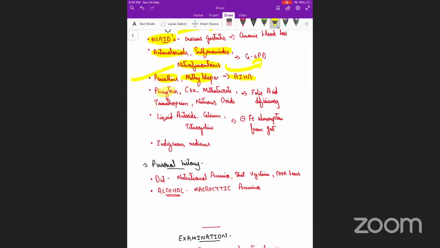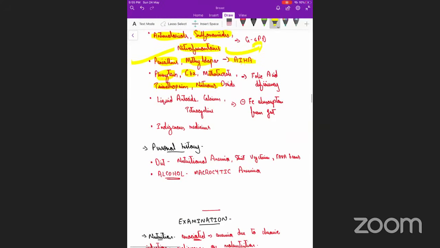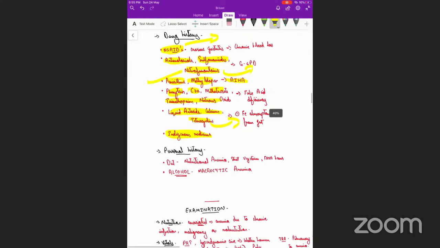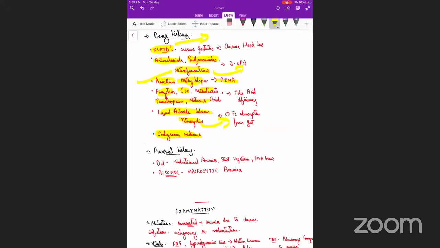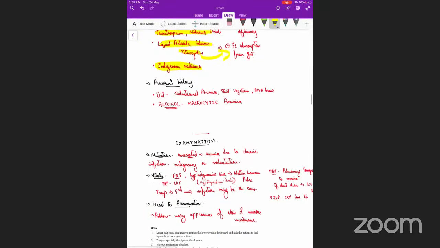Then comes phenytoin or carbamazepine, methotrexate. All these things can cause nutritional anemia because they block the folic acid pathway. Or liquid antacids, calcium, or tetracycline inhibit absorption of iron, or certain indigenous medicines as well. We don't know the mechanism, but they are known to cause anemia. So drug history is very important. Yes, very good. You guys know it.